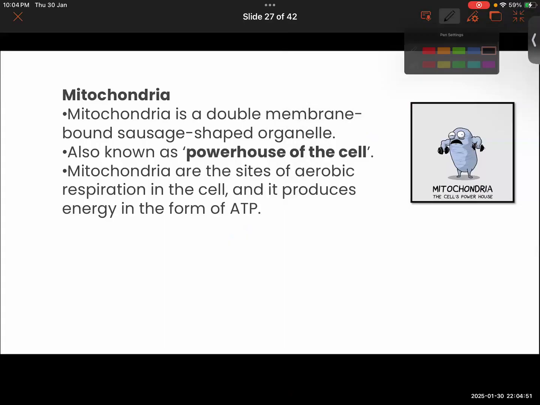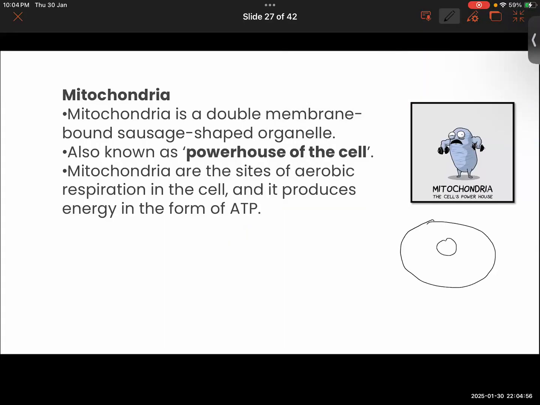What happens in the mitochondria of the cell? Explain the complete process. It takes in oxygen and glucose, and it gives out carbon dioxide. And water also, along with production of energy.